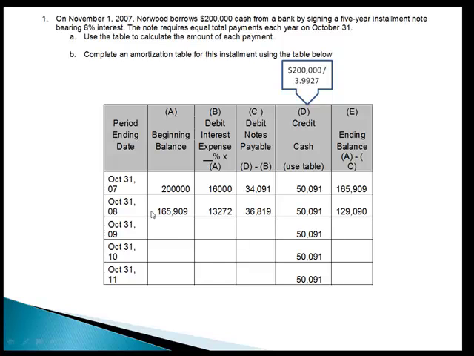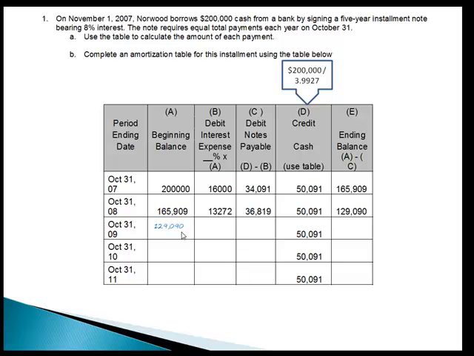The next year you're going to carry that forward. So $165,909 is your starting point the next year. Times 8%, our interest rate, gives you how much the bank's going to keep in interest, $13,272. The difference between your cash payment and the amount that the bank's going to keep is $36,819. The beginning note balance less the $36,819 gives your ending note balance, $129,090. That balance is going to carry forward in the third year.